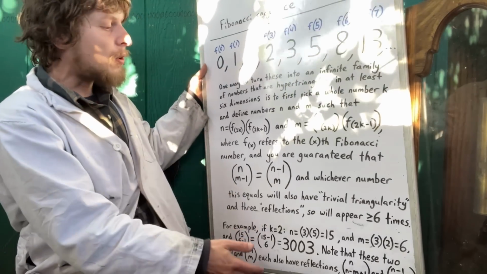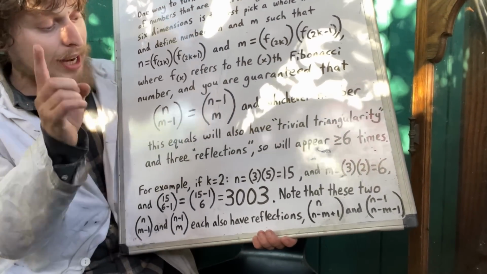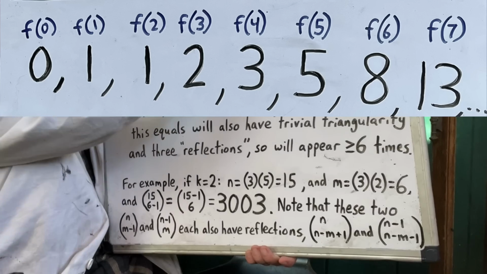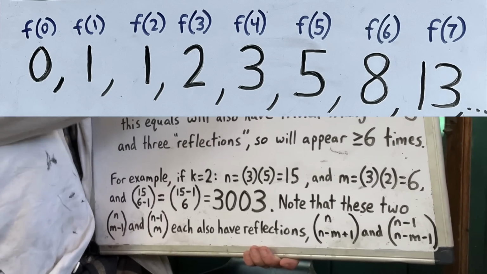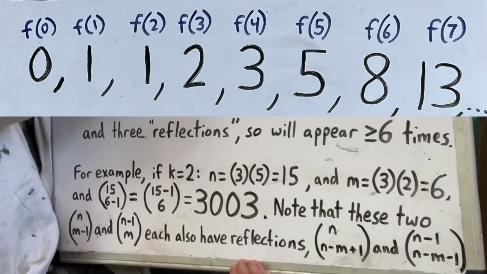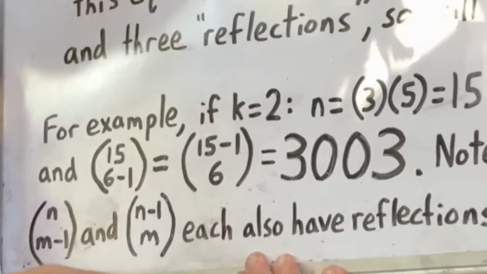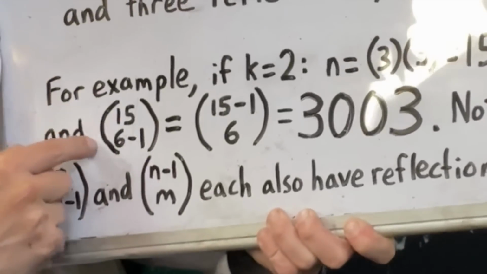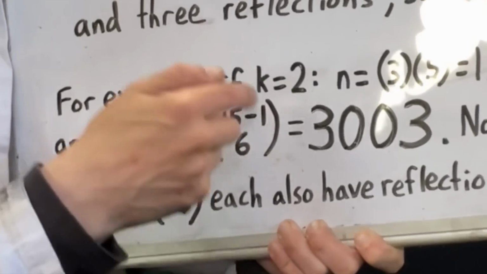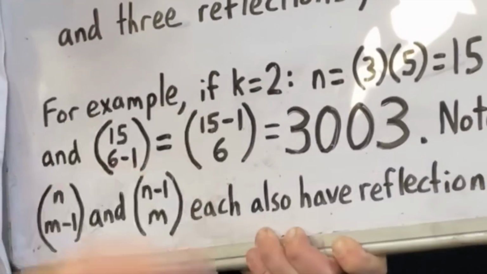For example, the number 3003 shows up in this family because if I pick k being equal to 2, then I have the 4th Fibonacci number times the 5th for that n value, and the 4th Fibonacci number times the 3rd for that m value. And here, when I end up doing 15 choose 6 minus 1, or 15 minus 1 choose 6, I end up with 3003 for both of those.